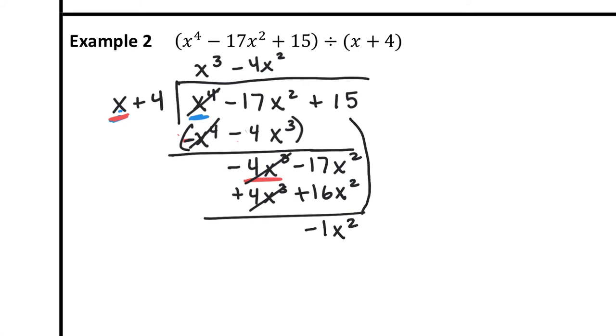Then bring down. So we're going to bring down the plus 15 over here. And then we're going to divide negative x squared divided by x. So negative divided by positive is a negative, and x squared divided by x is x. So it's negative x.